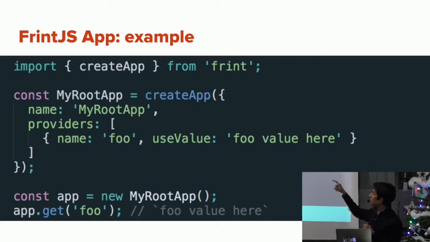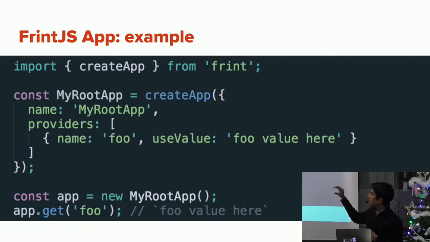So you import the createApp function from the package Frint, and then you call it. The first option you pass to it is the name. You give it a name, it can be my WarsawJS app. And then providers is an array of all the dependencies that you have for your particular application. In this case, I'm saying that I have a dependency called foo. I give it a name, and the value is a string, as simple as that.